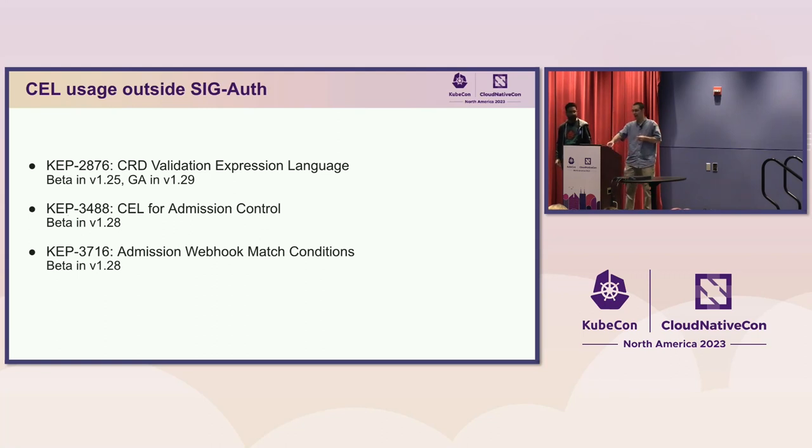API machinery has the ability to run CEL expressions in validating admission. So this is KEP 3488, and it's very generic. It basically is running CEL on an admission review, so you can do anything you want from the information in an admission object.